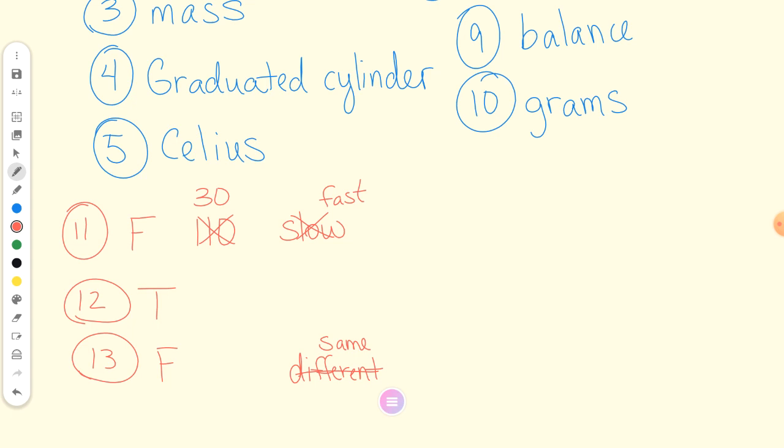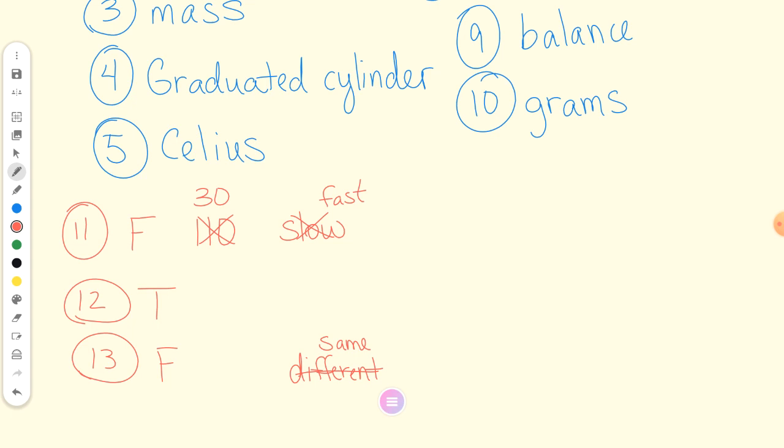What is affected by gravity? Not volume, not matter. Weight. So you also could have changed the word mass to weight, because then they would be different. Most people did it that way.